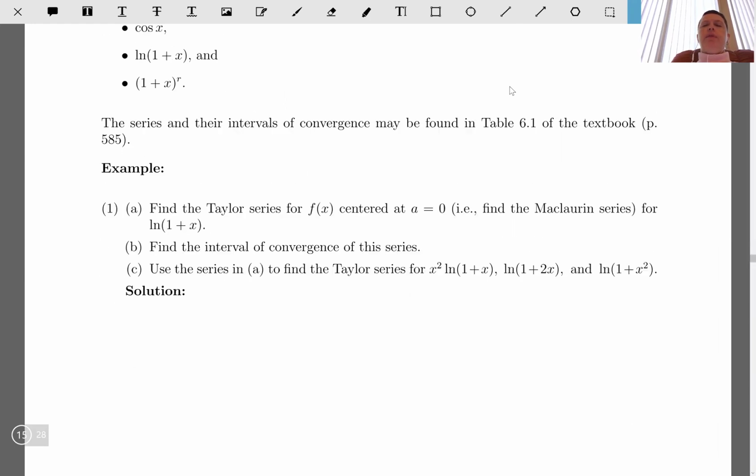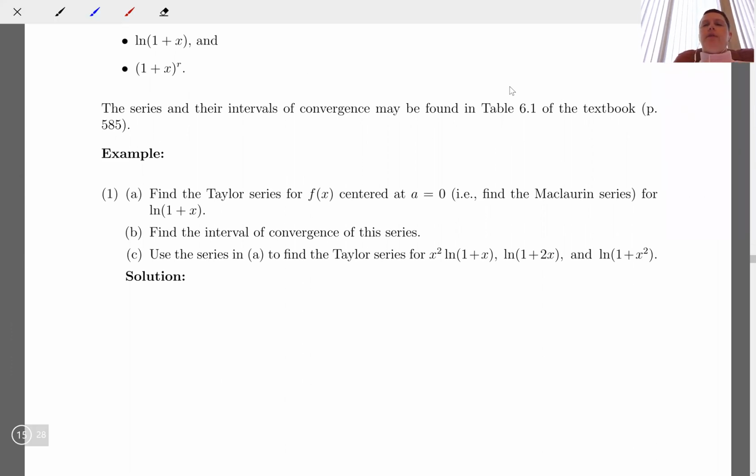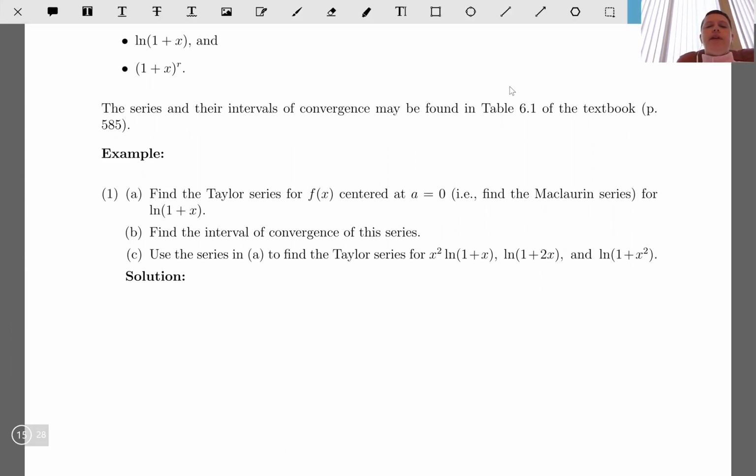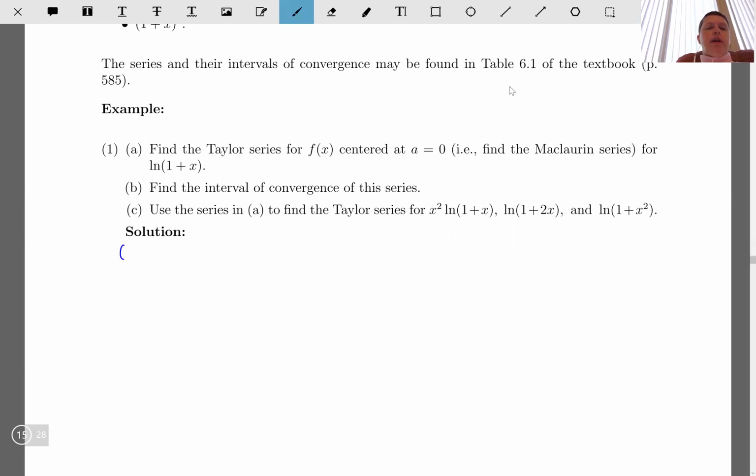Let's do some examples, because this is basically about doing, and so more of what we were doing last time. So let's find the Taylor series for f of x centered at a equals 0, the Maclaurin series for natural log of 1 plus x. And we're going to find the interval of convergence and then play games with it, because it's always fun to play with your series, right? Gotta have fun.